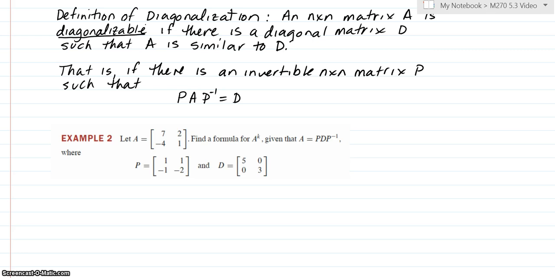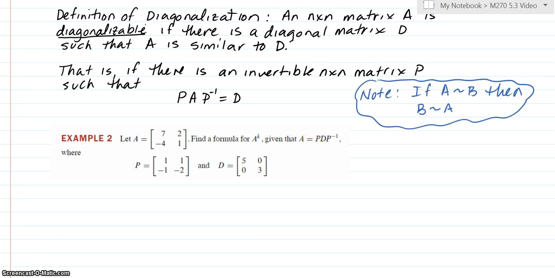Now let's look at example 2. Example 2 says let A be the following matrix. Find a formula for A to the k given that A is equal to P D P inverse. And notice D is a diagonal matrix. And by the way, if A is similar to B, then it could be shown that B is similar to A. So it really doesn't matter where the P and the P inverse go here. This says that D and A are similar.